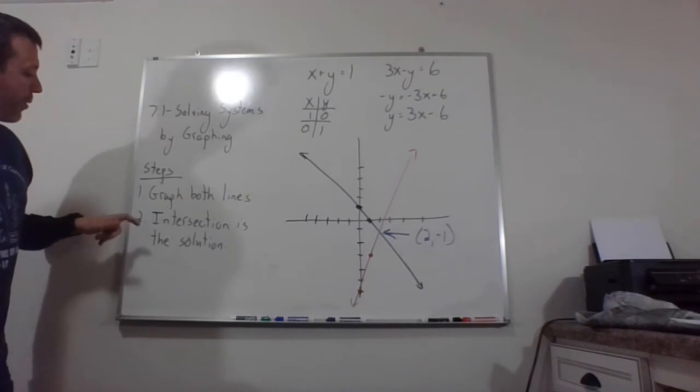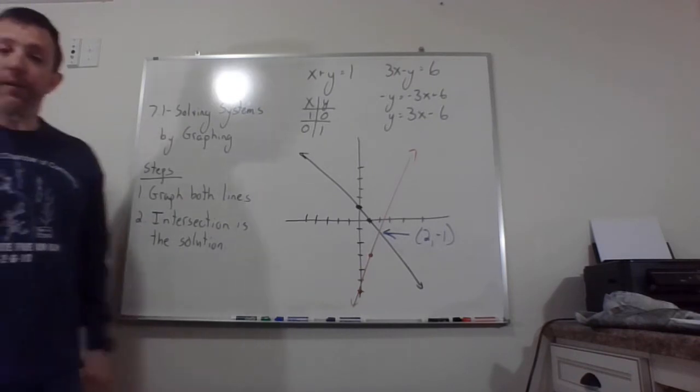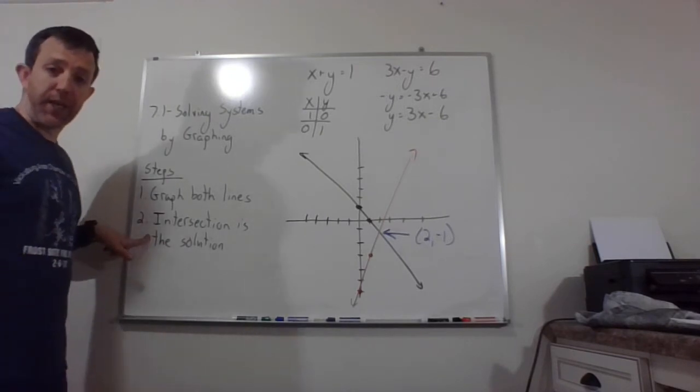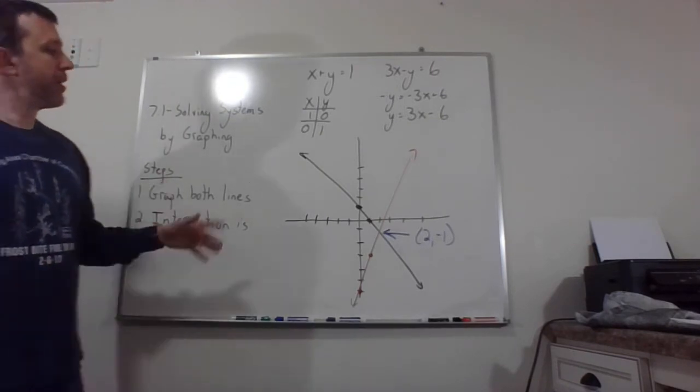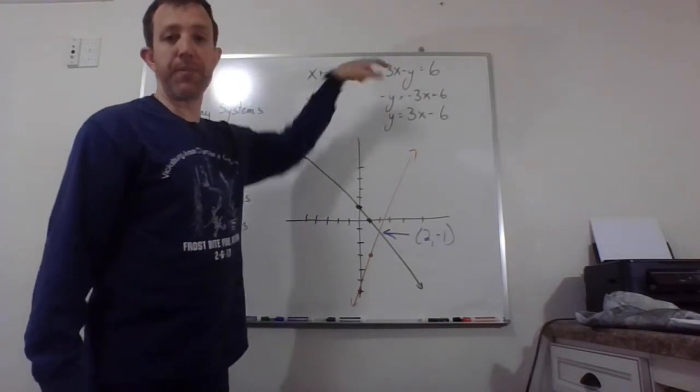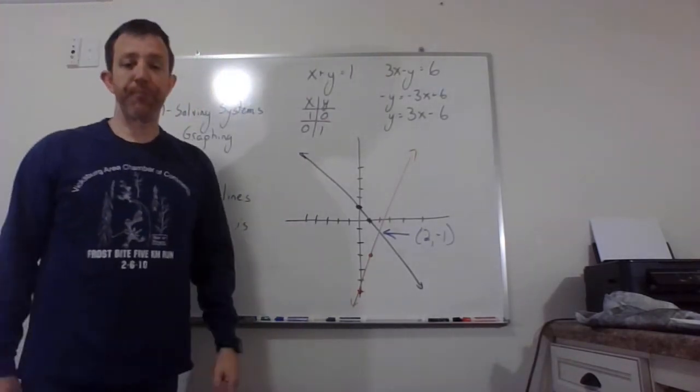Step 1, graph both lines. Step 2, the intersection is the solution. So if you can find the intersection of the 2 lines, you have your solution. So I have here 2 lines. I have x plus y is equal to 1 and 3x minus y is equal to 6.